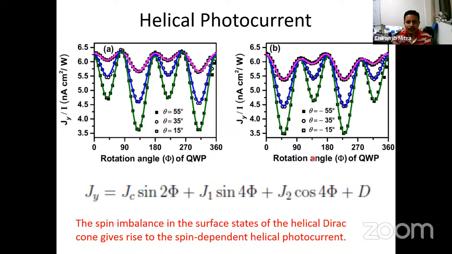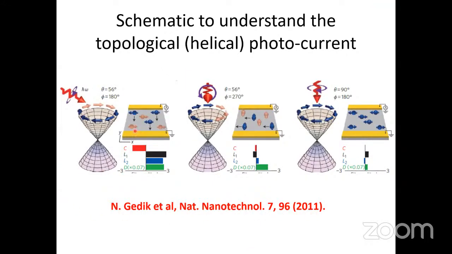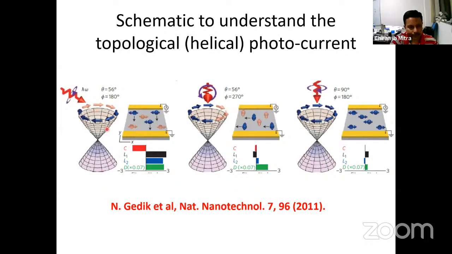So why is there such a difference? I will come to this equation in a moment. Let me just explain the phenomenon that is happening. This was taken from Gedik, Nature Nanotechnology, published in 2011. This is the Dirac cone, and I have this spin momentum locking. So let's say we have equal numbers of electrons on the surface. The spin is in this direction and in this direction. If this travels in this direction, then this has to travel in the opposite direction.